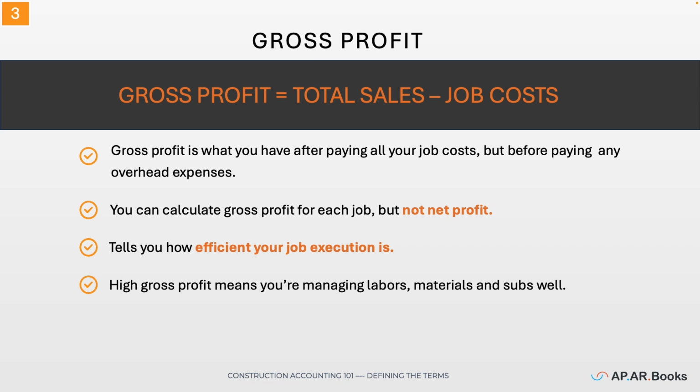High gross profit means you're running the job right. Low gross profit, something slipped. Maybe labor overage, material waste, or change order issues. Track it, review it, and learn from it. Because gross profit is your first line of defense when it comes to profitability.